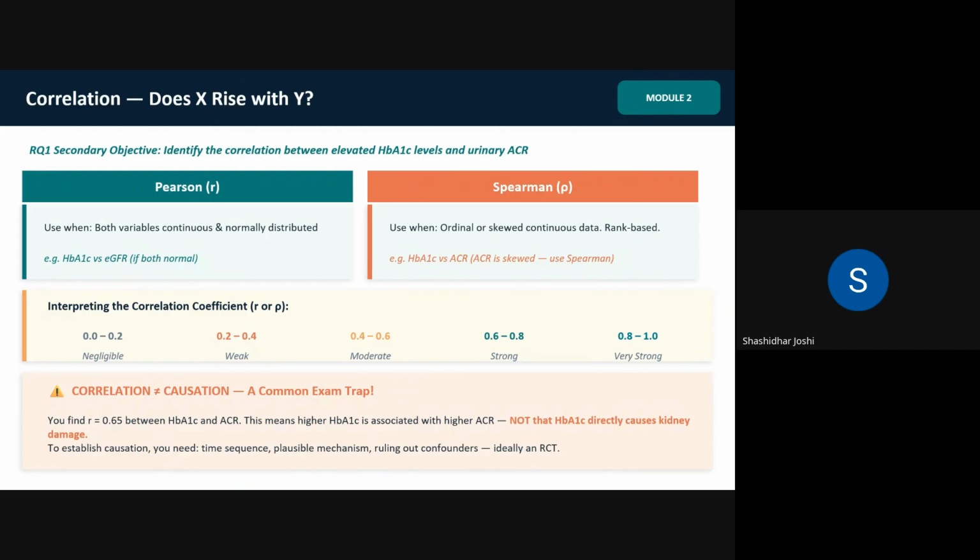The correlation between HbA1c and ACR, in the first research question, I got a value of 0.65. Which is nothing but a strong correlation, based on the threshold I have put in this particular slide. It comes under 0.6 to 0.8. So I got a value of 0.65, which is a strong correlation.